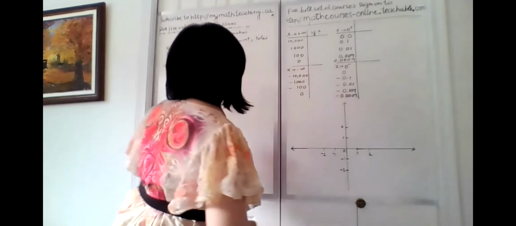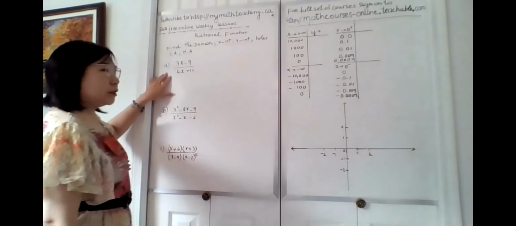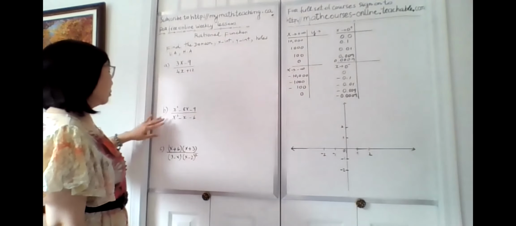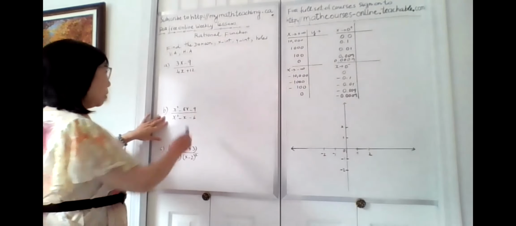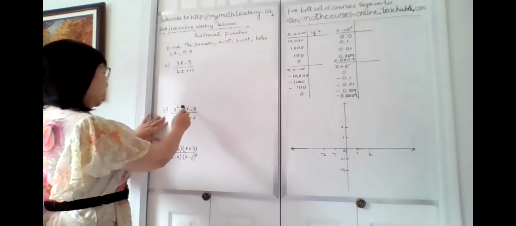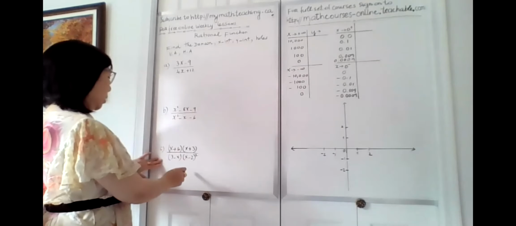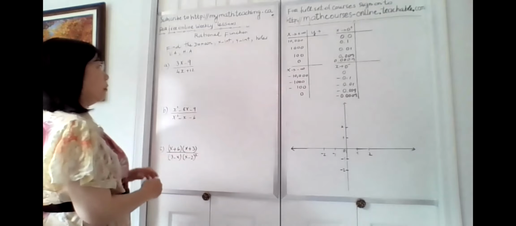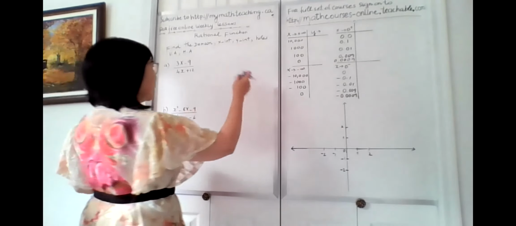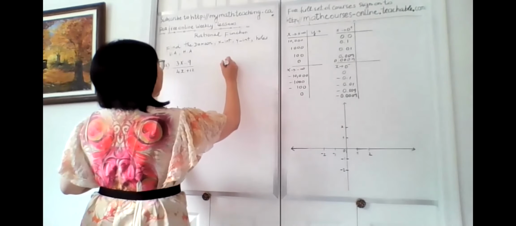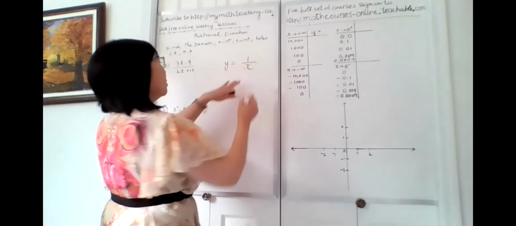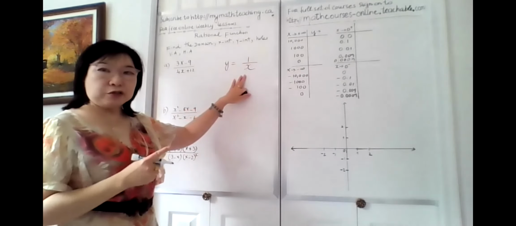For example, this one here we call a rational function, and this one here we have algebra in both numerator and denominator. Sometimes it could be in a factor form like that. Now the basic one we will learn today will be something like y equal 1 over x. And this is the basic simple rational function.